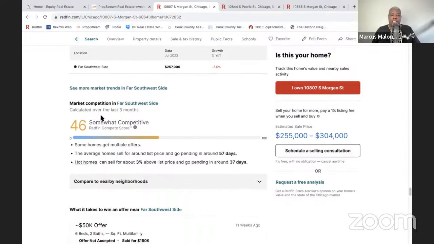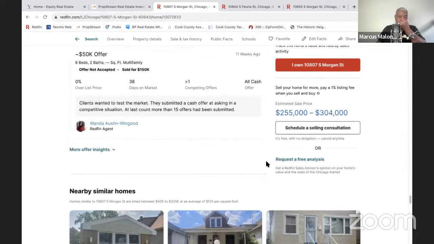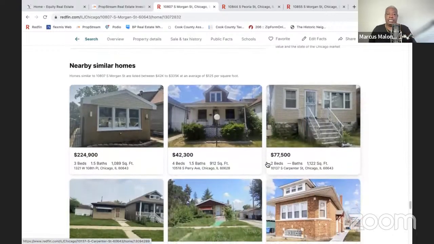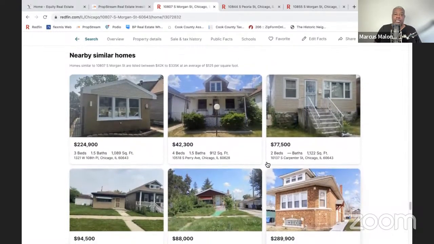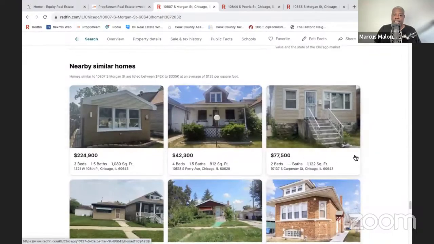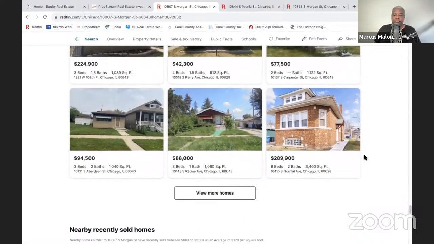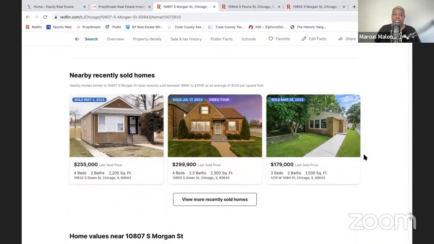So you can see they say that the area is somewhat competitive. Some homes get multiple offers. The average home sells for around list price and goes pending in 57 days. Hot homes can sell for about 3% above list price and go pending in around 37 days, right? And then also you can see nearby homes that are for sale in the area. And then you can see more comparable properties here.